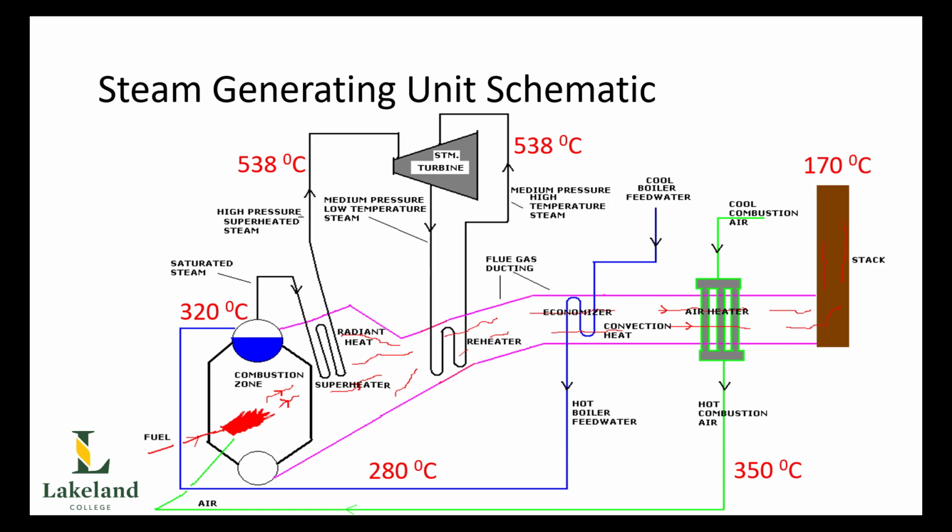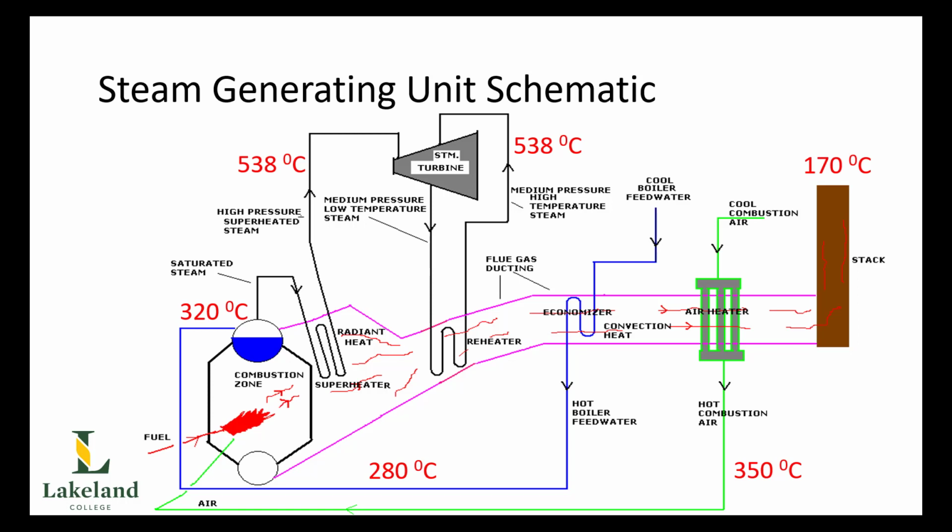Here, more sensible heat will be added to our steam, and it will be raised in temperature up to around 538 degrees C. From here, this steam will now exit the boiler and enter the high pressure stage of our steam turbine. Now, as the steam expands through the steam turbine, its temperature and pressure will reduce and its volume will increase.